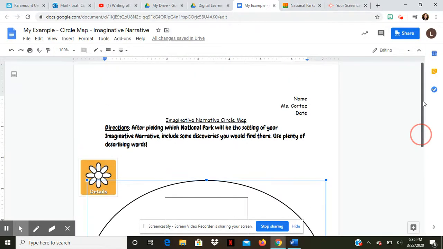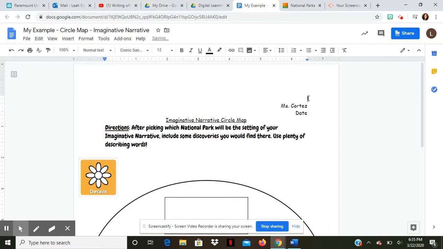All right, for those of us that do not have our circle map, or we would just like to refresh our brains and do this over again in order to create the best writing we possibly can, stick with me. Okay, first things first, please don't forget to type in your heading. All right, 3/22/20. All right, here we go.